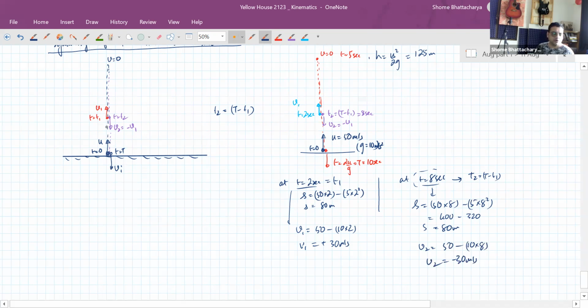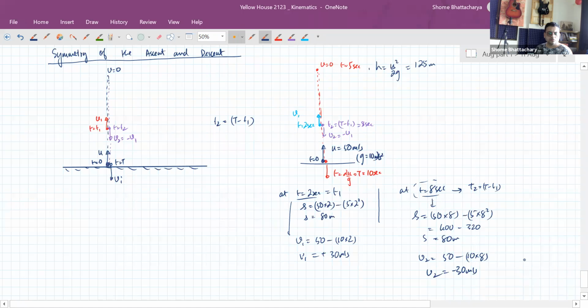If on the way up it crosses a certain point, then on the way down it crosses that point at a symmetrical time and with a symmetrical velocity, that is, the negative of the velocity which it had at time T1. Okay, so I hope this point is clear to all of you.